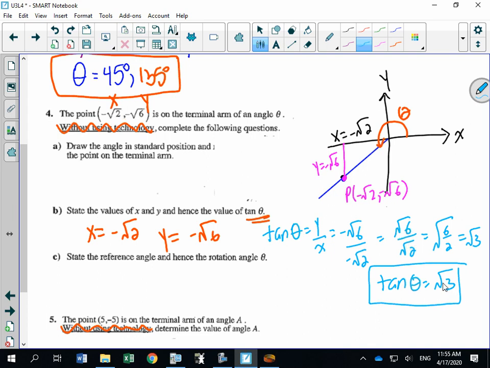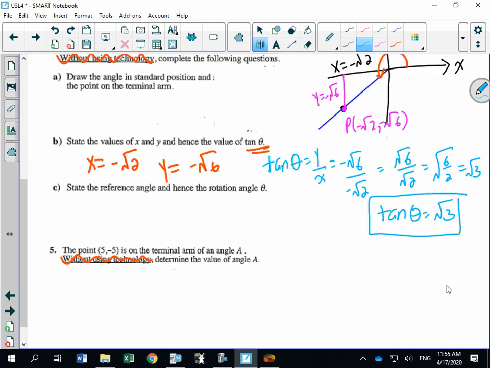Let's check according to our CAST rule. I get that tan is positive in this quadrant. So let's double check according to CAST. We are in quadrant 3, and yes, tan is positive.